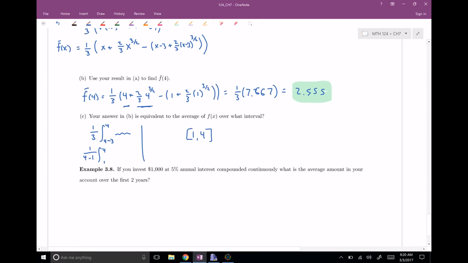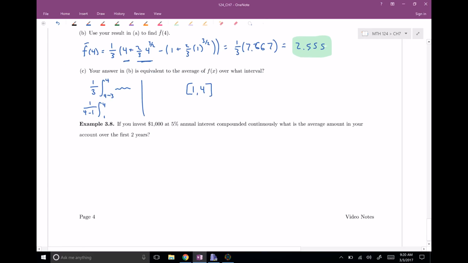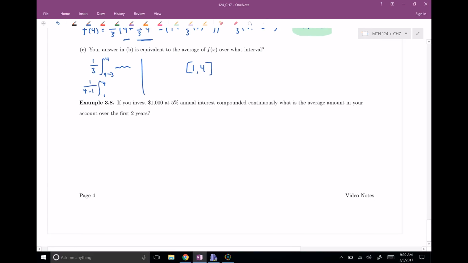All right, last example here. If I invest $1,000 at 5% annual interest, compounded continuously, what is the average amount in your account over the first 2 years? Okay, so again, these are some more real-world statements, and they essentially come down to applying what we've been doing today, right? Because we want to know the average amount in our account over the first 2 years. So this is specifying the interval from 0 to 2.